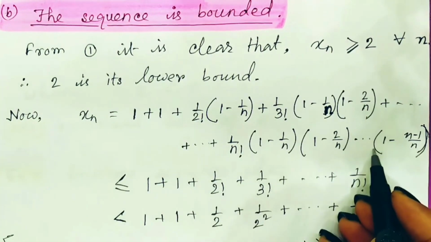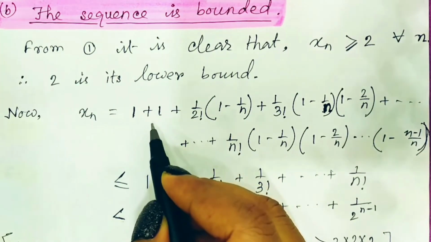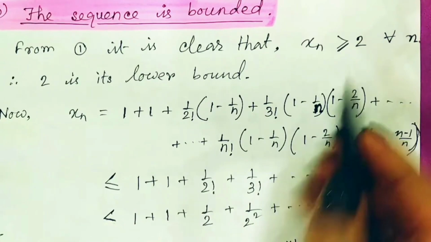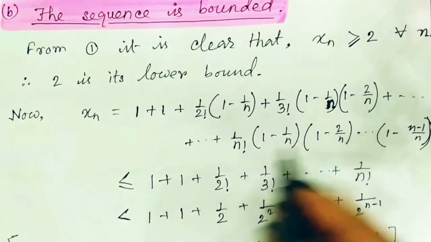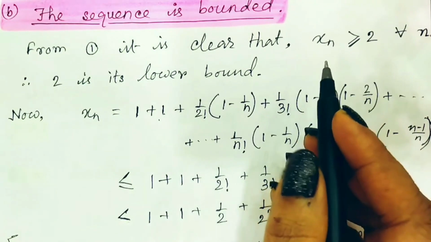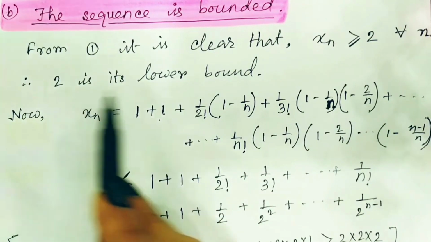This one is our sequence. So here the first term is 1, the second term is 1. From here it is clear that xn should be greater than or equal to 2, because the next terms should be added with this 2. So definitely xn is either 2 or greater than 2. Now the lower bound for xn we can say is 2.